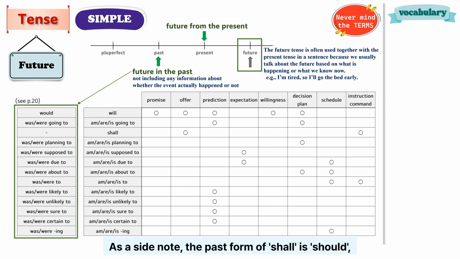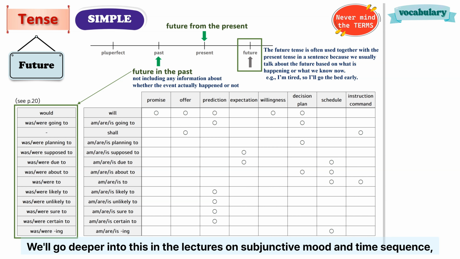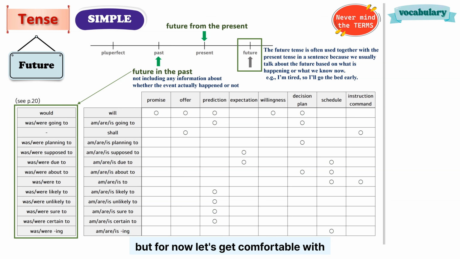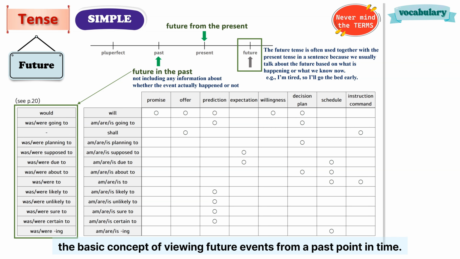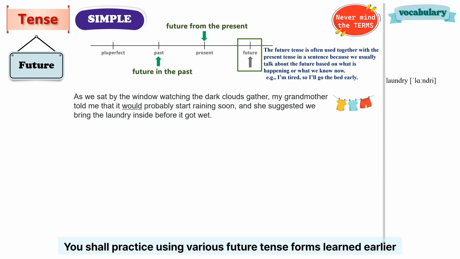As a side note, the past form of shall is should, but shall is not used in this kind of structure. We'll go deeper into this in the lectures on subjunctive mood and time sequence, but for now, let's get comfortable with the basic concept of viewing future events from a past point in time. You shall practice using various future tense forms learned earlier through examples viewed from a past perspective.